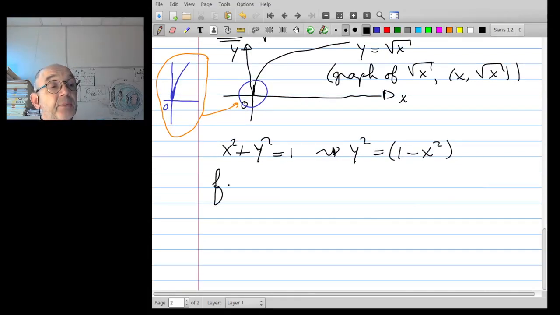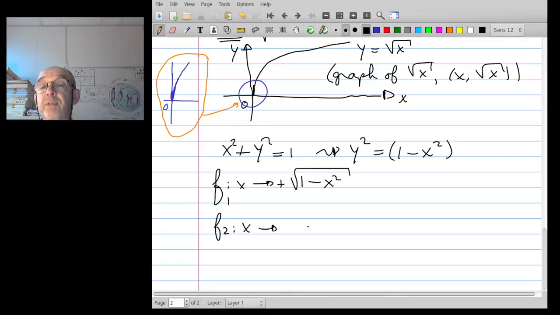You have a function which will give you the plus square root of 1 minus x squared, and another function which will give you minus the square root of 1 minus x squared. And so you have two functions.